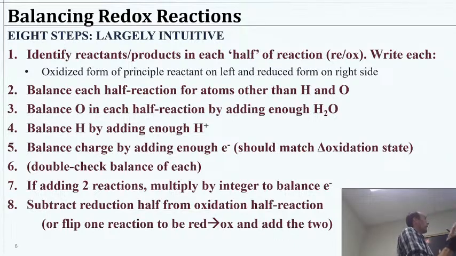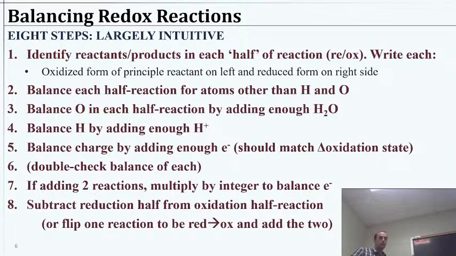So step number 2 is balance each half reaction. We just have one of the half reactions; we're going to take them one at a time. We balance it for the atoms other than hydrogen and oxygen. So we're going to save hydrogen and oxygen because those are going to be slightly fancier. Again, in the case of aqueous chemistry, we've always got some hydrogen around and some water at least, right? We know we have water and hydrogen. Oxygen, yeah.